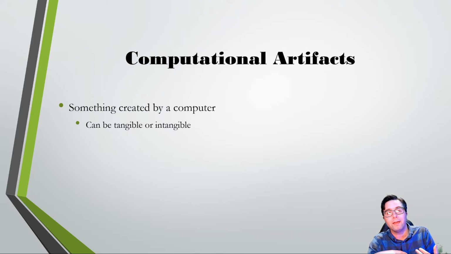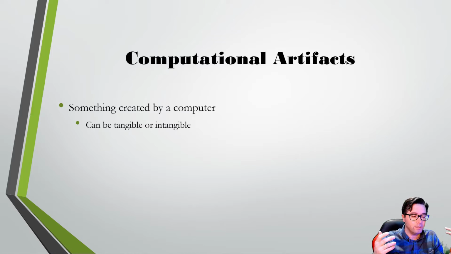Intangible would be like music made on a computer. Images that aren't printed off, like let's say you take a selfie and you post it on Instagram. You just made yourself a computational artifact because it's something made on a computer, but it's intangible because you can't really touch it. You could touch your phone, but you didn't make your phone. You made something that's on your phone that's intangible. Okay.